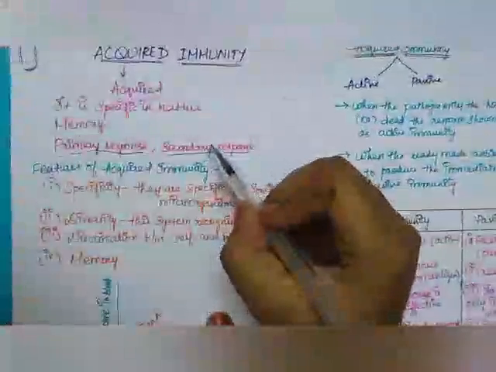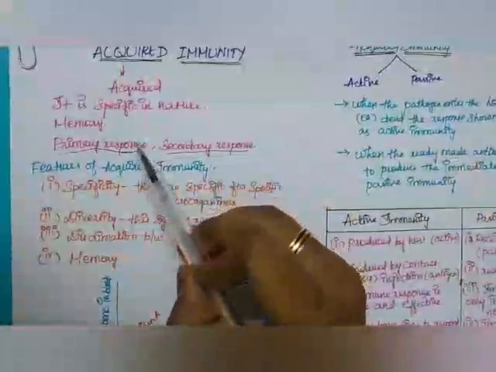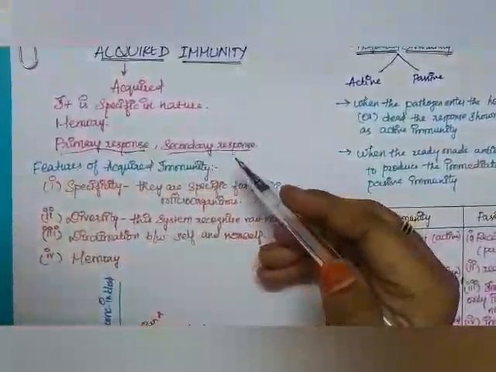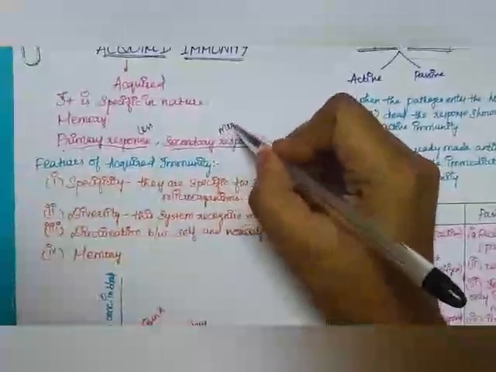While the secondary response is very fast, because the memory produced in the primary response helps our body to recognize that type of pathogen and respond to it very quickly. The primary response is less intense, while the secondary response is more intense in nature.